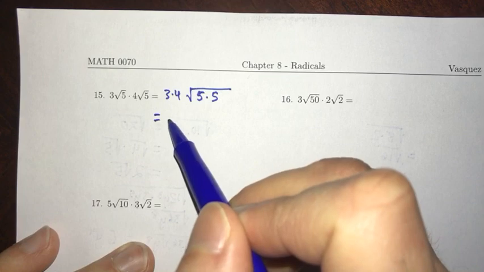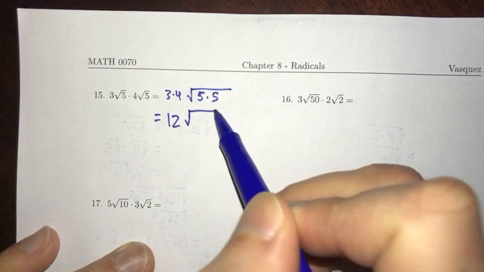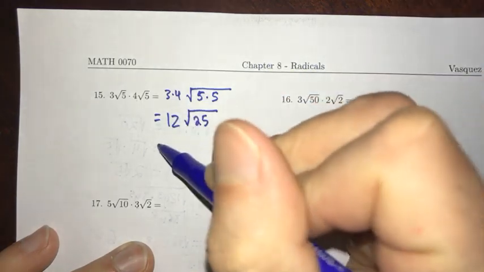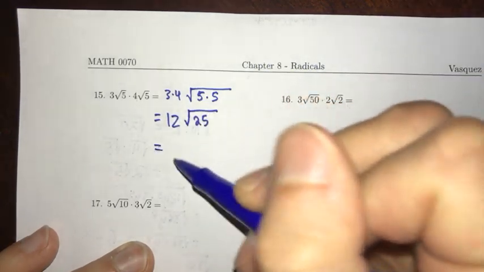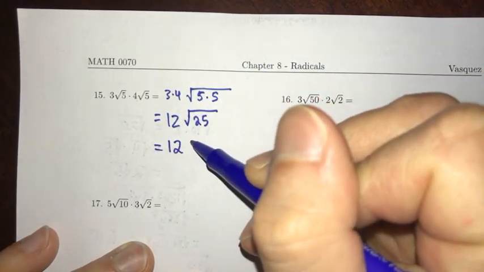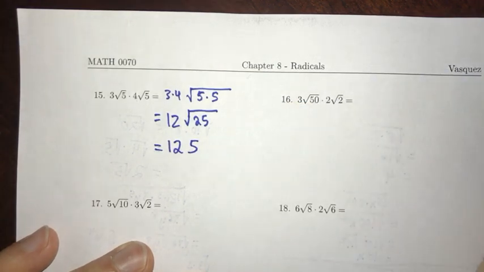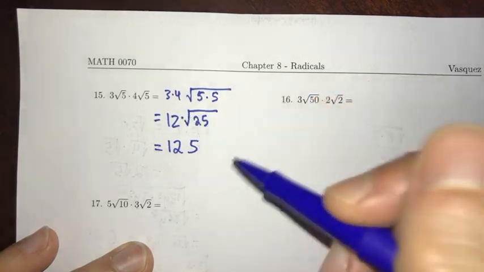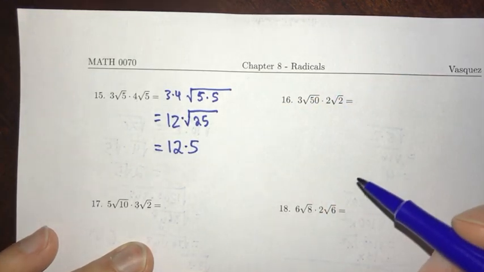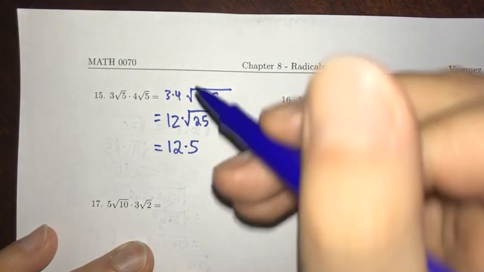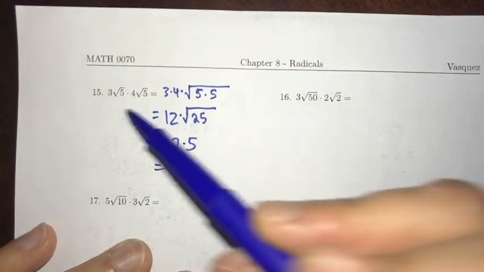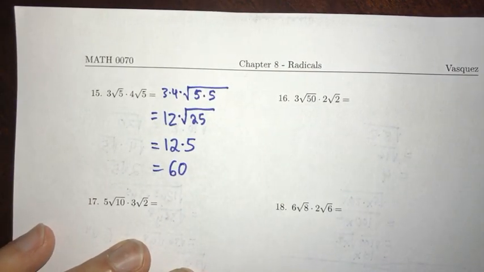Let's see, 3 times 4 is 12. And then this becomes 25 inside here. Now this is a little bit weird, because I know the square root of 25 is 5, right? But what am I going to do? Am I just going to write it like that? No, you have to understand that there's an invisible multiplication sign here. And 12 times 5 is 60. So the result of multiplying these together is 60.